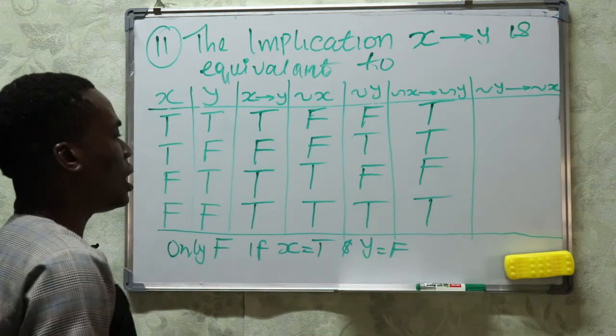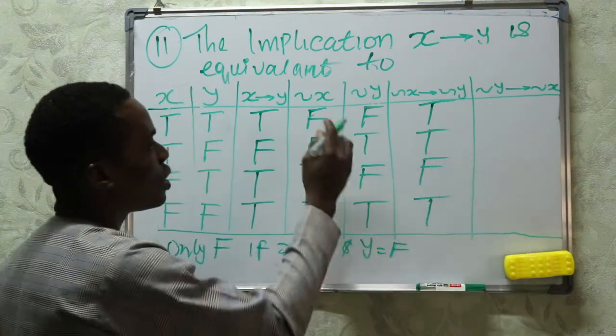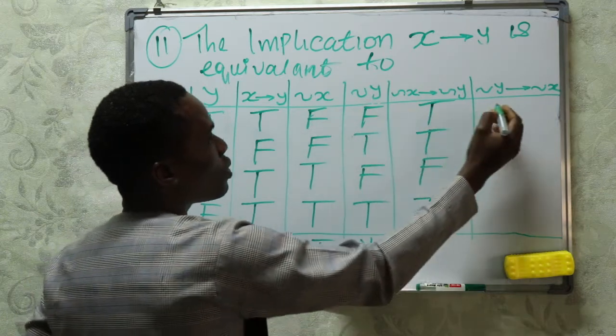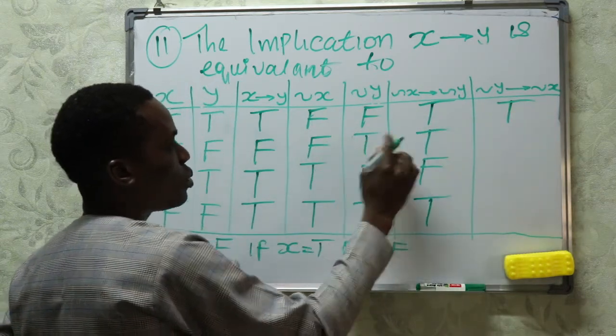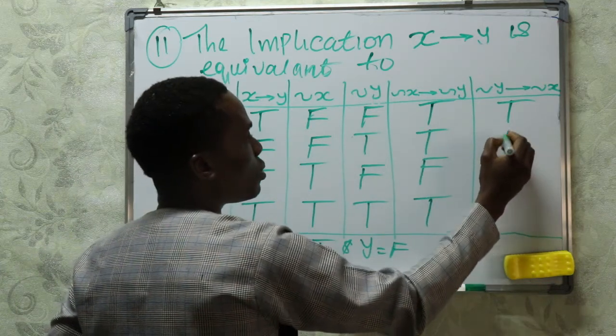Now let's try it with this other one. False and false will be true. False and false will be true. False and true will be true.